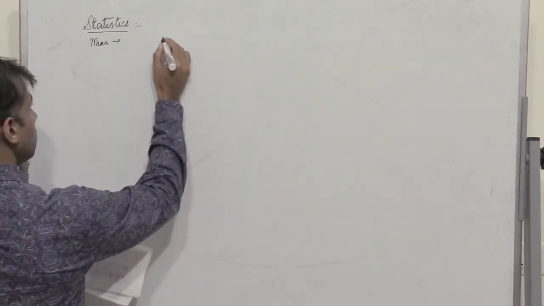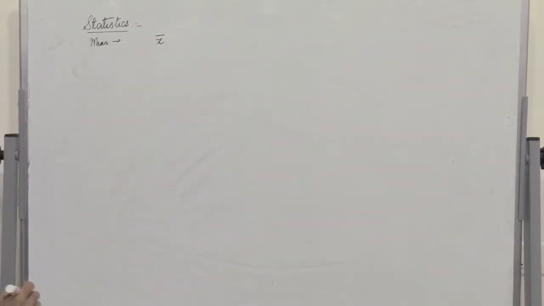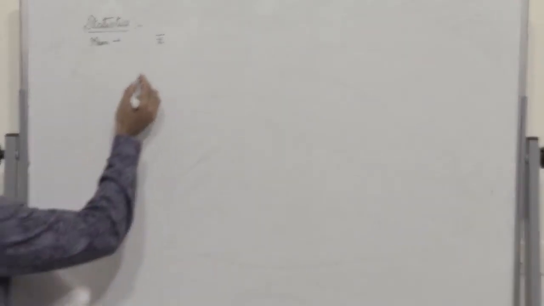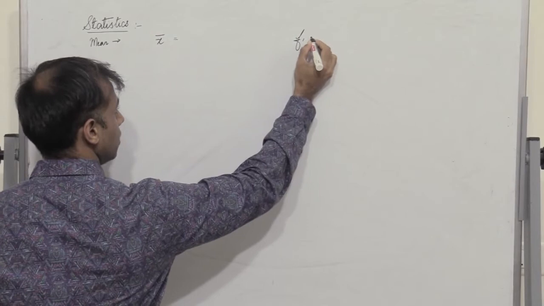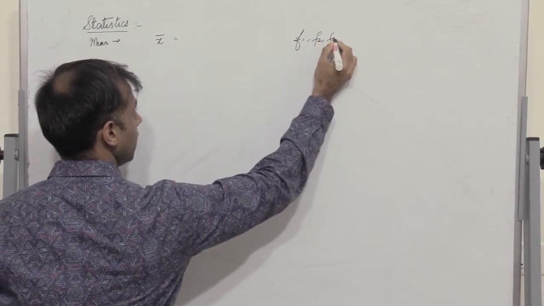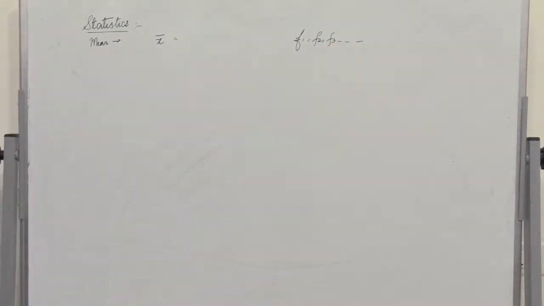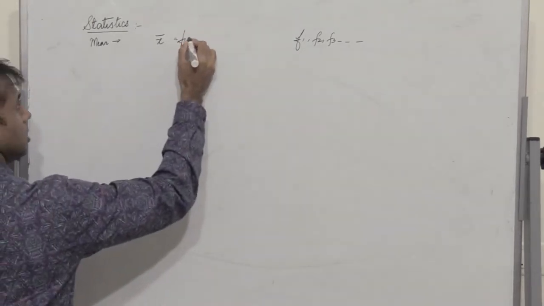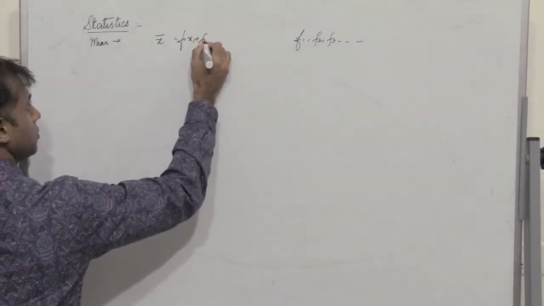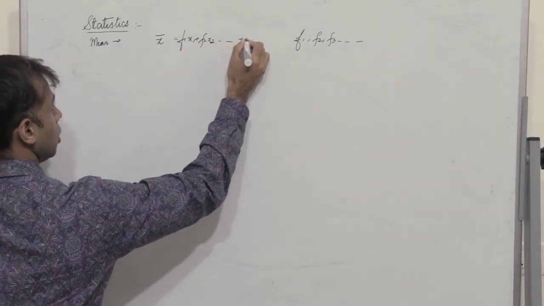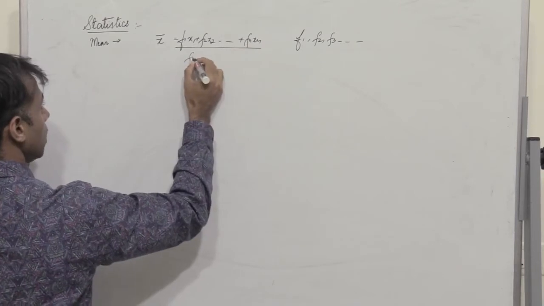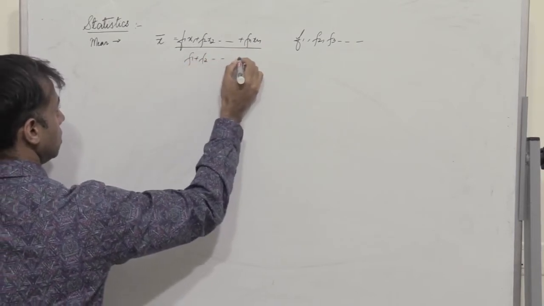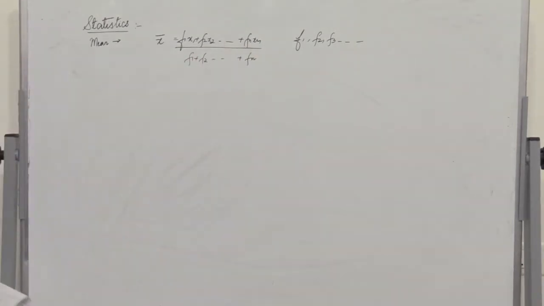So now let's call x bar the mean. The total number of observations being f1, f2 and f3 and so on, and the sum of all observations would be f1 x1 plus f2 x2 and so on plus fn xn, divided by f1 plus f2 and so on up to fn.